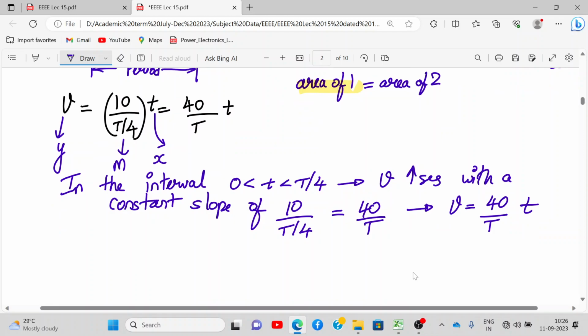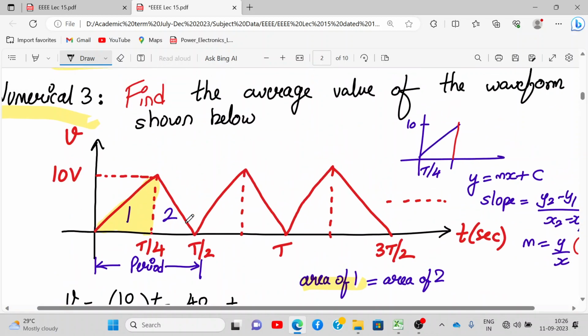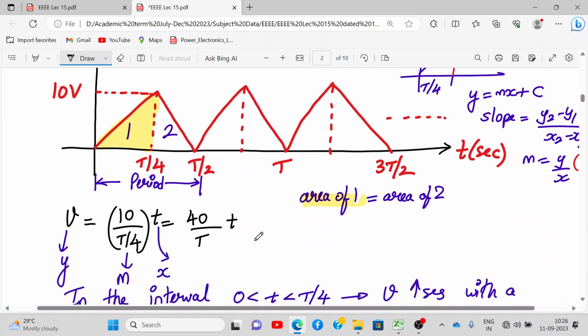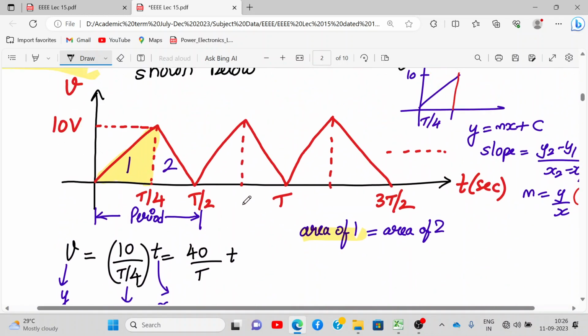Got it? But since area of 1 is equal to area of 2, when we write the integral, what do we write? Now when we write V average, what do we write? 1 by T or 2 by T? See, this area of 1 is same as area of 2. So we can write twice the average value, right? Did you get it? How it is 40 t by capital T? Now, V average will be, instead of writing 1 by T, twice by T. Why? Because area of 1 is same as area of 2.